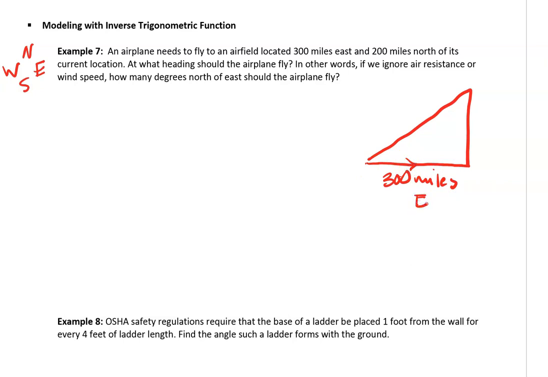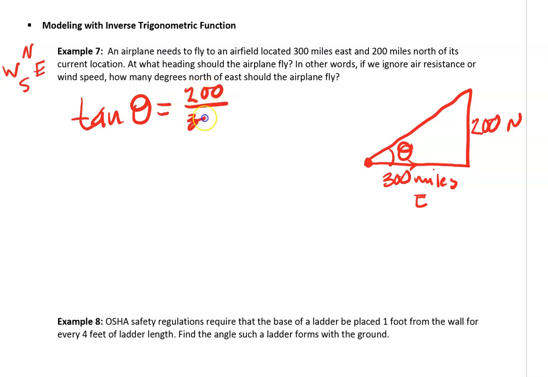And then 200 miles north, so now I'm going to go up. So there's 200 miles north of its current location. This was its current location. So this is my angle. So I've created a triangle out of this. We're kind of in a triangle chapter here. So looking at what I have, from my angle, I have opposite and adjacent. So that's going to signal that I want to do tangent of theta equal to 200 over 300.